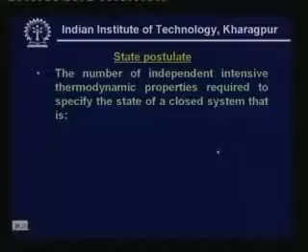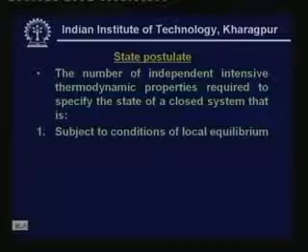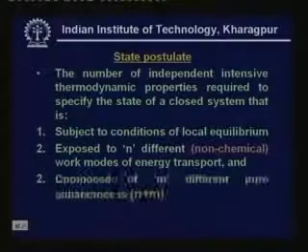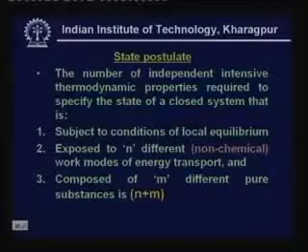Now let us state a very important postulate called the state postulate. This state postulate says that the number of independent intensive thermodynamic properties required to specify the state of a closed system, that is subject to conditions of local equilibrium, exposed to n different non-chemical work modes of energy transport, and composed of m different pure substances, is n plus m. So basically we use the state postulate to find out how many degrees of freedom are required to uniquely fix the state of any system. So this is the usefulness of the state postulate.